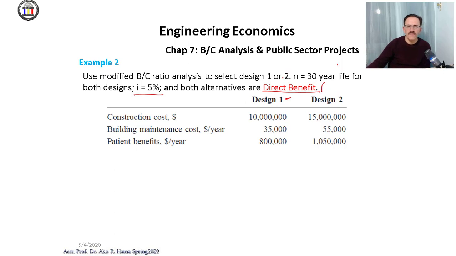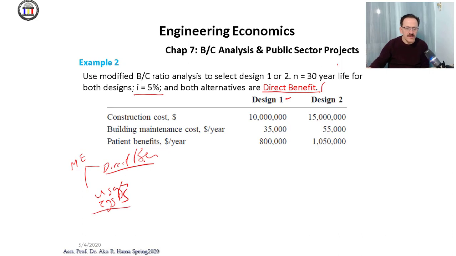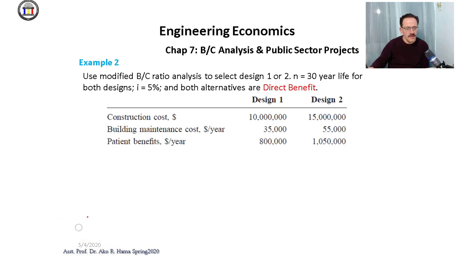We say that among the alternatives we have two types of mutually exclusive alternative: either direct benefit or usage cost. What is the difference between them? Direct benefit means you have to include do nothing, and usage cost does not need to include do nothing. So after all, we have three alternatives: do nothing, design 1, design 2.